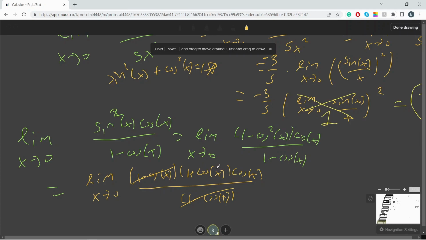So what is cosine of 0? It's just 1 by the unit circle. So this is going to be equal to 1 plus 1 multiplied by 1. So this limit becomes 2.